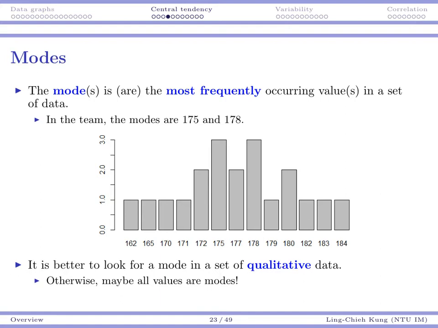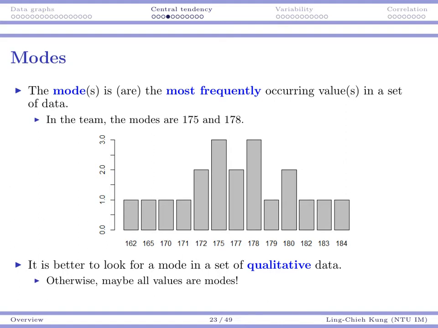In general, it's actually better to look at qualitative data when we are calculating modes. Otherwise, if we are not so lucky, it's possible that after we calculate several heights or weights or income levels, there is no mode at all, right? For example, if I have only 5 players in a basketball team, it's highly likely that no one is of the same height. Then there's no mode, or you can say everyone is the mode. That's useless. So for qualitative data, we shouldn't have that issue.